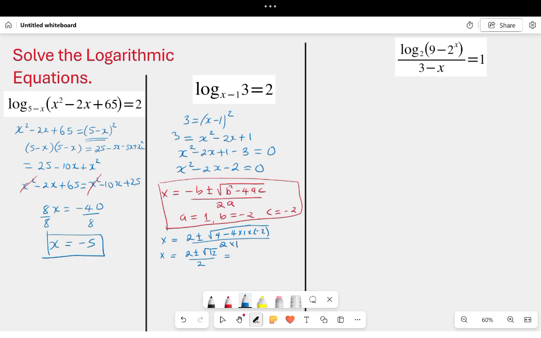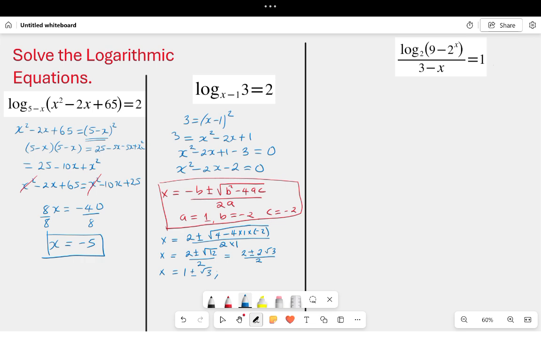This can be simplified as 2 plus or minus. The square root of 12 can be written as 2, the square root of 3 divided by 2, which further becomes x is equals to 2 divided by 2 is going to be 1 plus or minus the square root of 3.